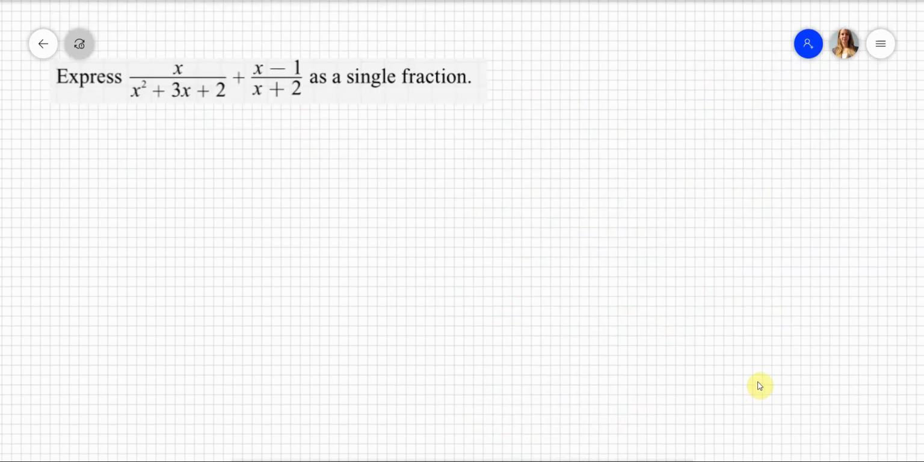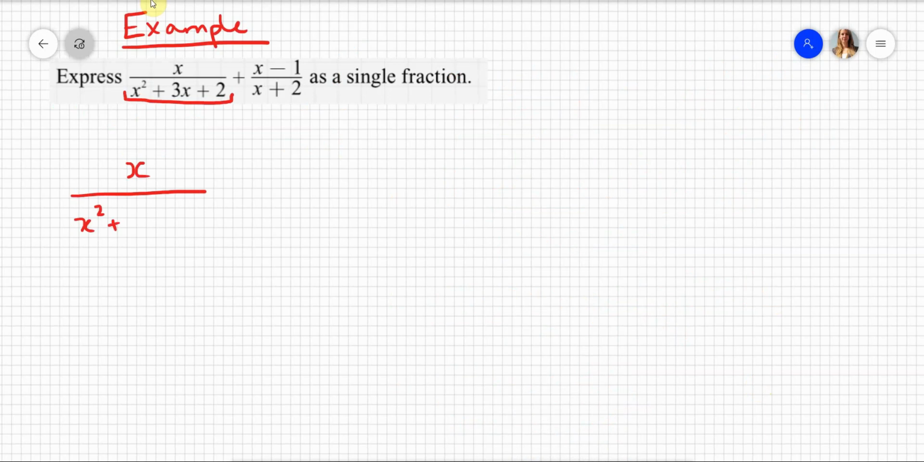Last example is this one. Again, we are expressing them as a single fraction, but what we want to notice in this one is that we have a quadratic here. Now, if we took the same approach as in the previous questions, we would do this. We would say that we want to add them together.